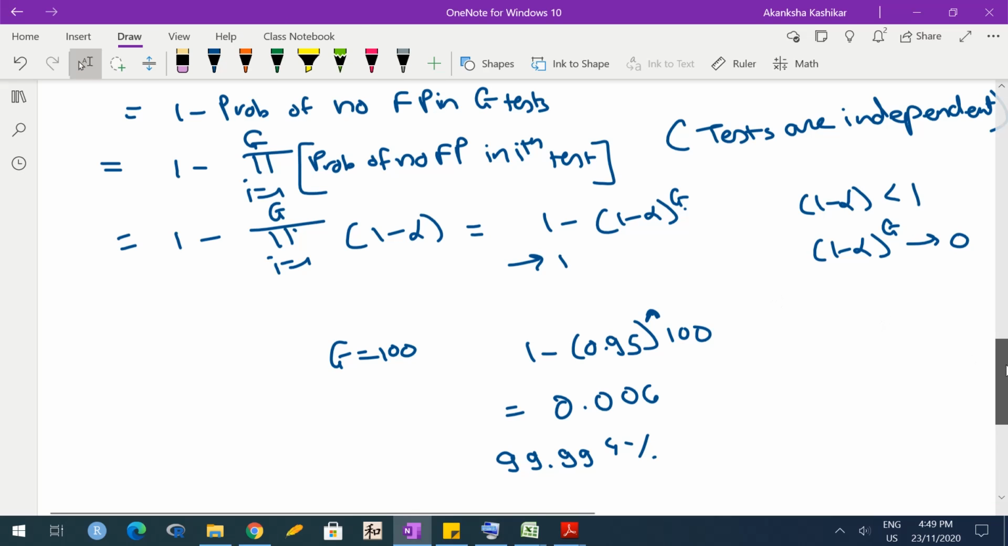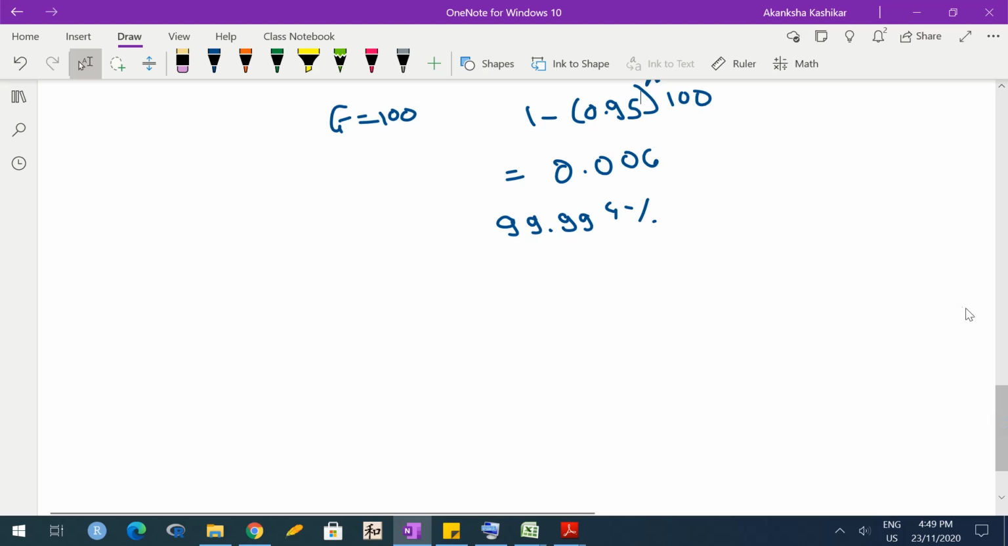What is the meaning of that? Meaning of this is we are almost sure of committing at least one error. Remember, I am talking about only false positives. I am not talking about the type 2 error. I am talking about only type 1 error. So we are almost sure of committing at least one type 1 error. This is not really a good thing. We can't say, okay, my analysis is good if I am almost sure of committing at least one mistake.